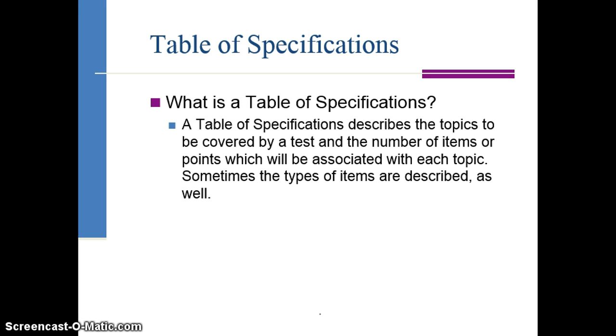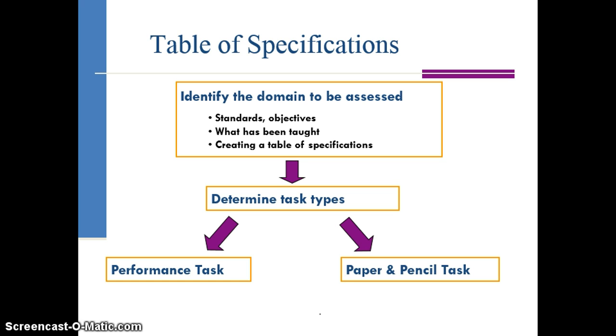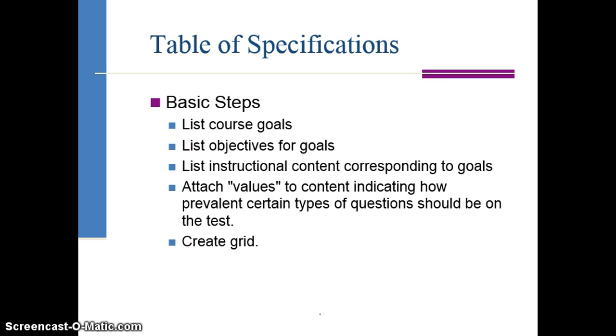So like for example, the final exam is going to have 20 multiple choice worth 20 marks, an essay worth 5 marks, true or false worth 10 marks. You know, it gives you a grade or a measurement on each topic. So this is what a table of specifications looks like. Table of specifications, basic steps: list course goals, list objectives for the goals, list instructional content corresponding to the goals, attach values to content indicating how prevalent certain types of questions should be on the test, create a grid.